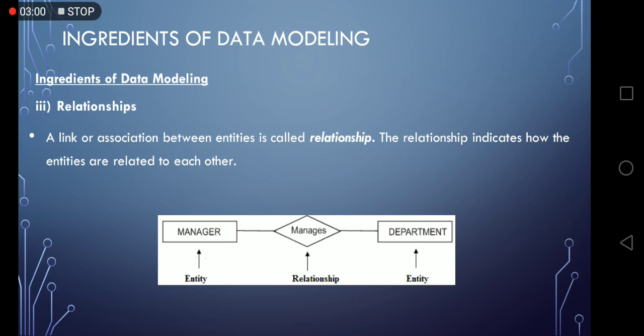In an ER diagram, a relationship is indicated by a diamond shape labeled with the relationship name. The diamond shape is placed between the entity symbols, connecting with the lines. As in this figure, you can see we have two entities, manager and department, and the relationship between them is manager manages department.